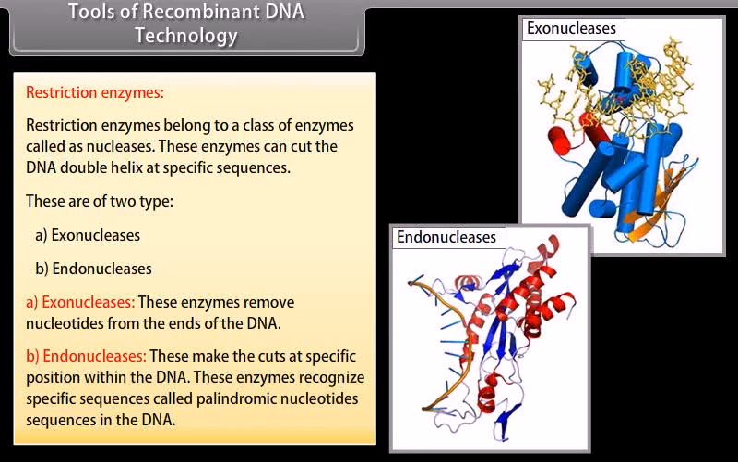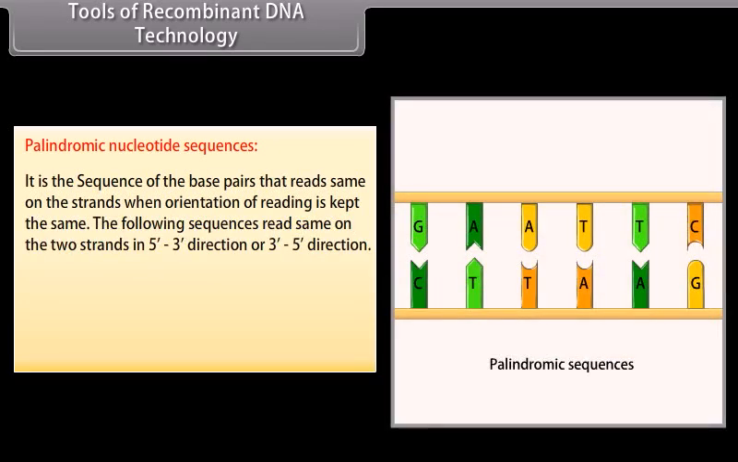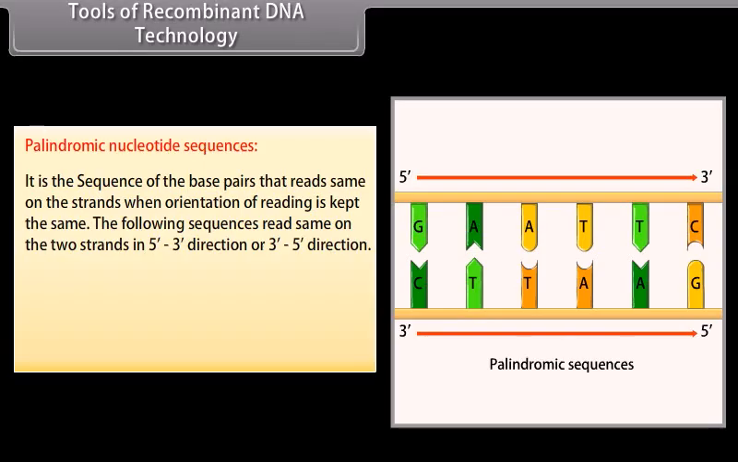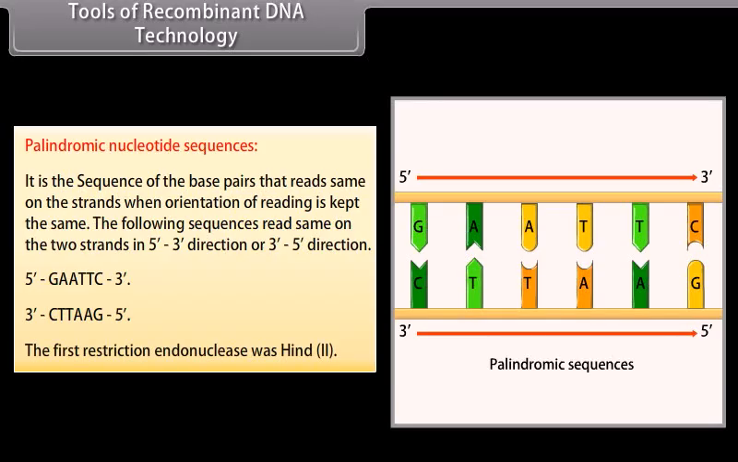These enzymes recognize specific sequences called palindromic nucleotide sequences in the DNA. Palindromic nucleotide sequences are sequences of base pairs that read the same on the two strands when the orientation of reading is kept the same. The following sequence reads the same on the two strands in 5' to 3' direction or 3' to 5' direction: 5' GAATTC 3', 3' CTTAAG 5'. The first restriction endonuclease was Hind II.